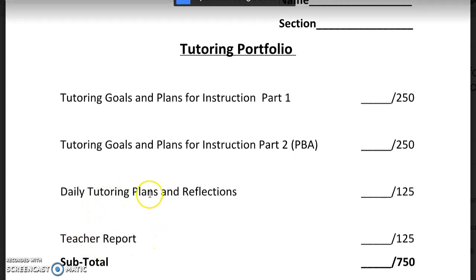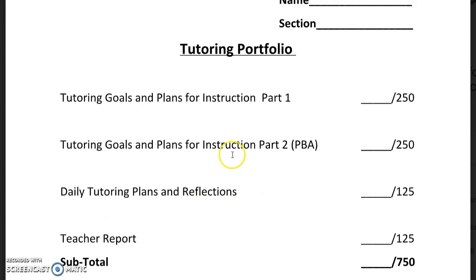Then you have the daily tutoring plans and reflections. When speaking about the observed lesson and the tutoring plans and reflections, you can put all of the lesson plans and reflections in chronological order, placing all of the artifacts that go with each lesson along with them. Now, you may not have artifacts for every single lesson, and that's okay. But if you did an activity, a graphic organizer, or any sort of writing, keep it with the lesson plan that it goes with.